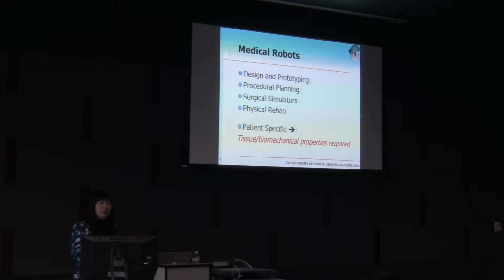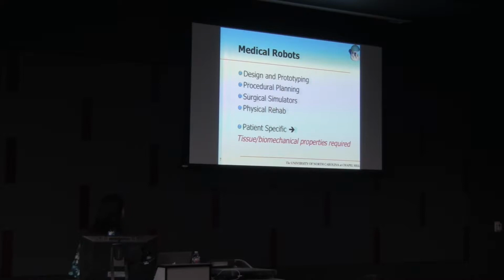So if you have a technique that can extract the tissue property of a human, then there is a tremendous amount of possibility that you can apply it to, not just design prototyping, but patient-specific procedure planning, surgical simulators, and even rehab. For example, imagine you do the same thing for joints, for biomechanical property, like some of the work that Virginia is doing at Berkeley.